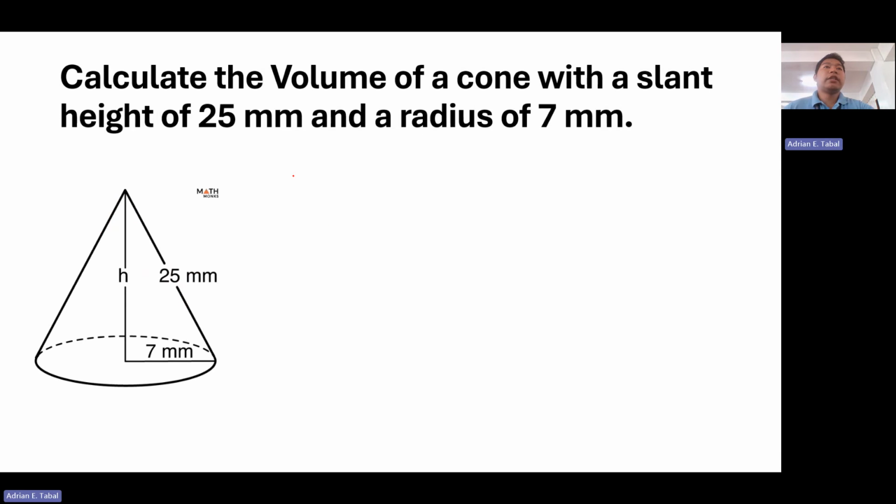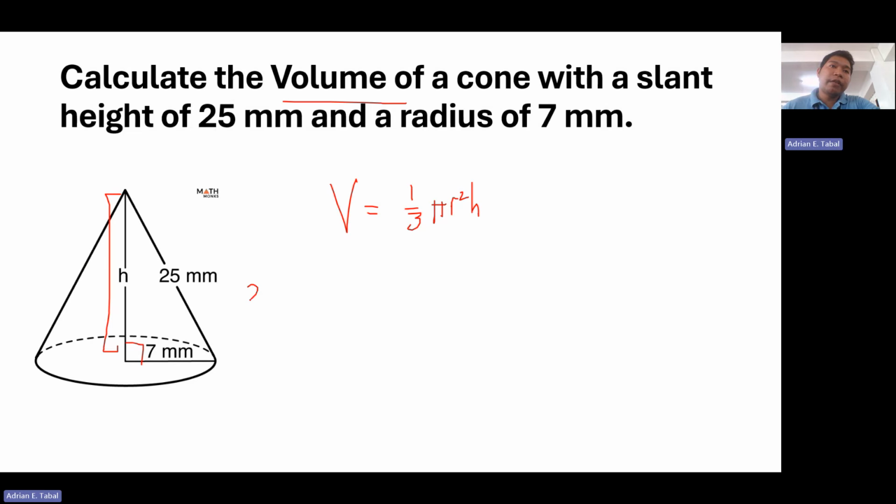Next, we are going to calculate the volume of the cone with a slant height of 25 millimeters and a radius of 7 millimeters. So we're going to have the formula 1/3 pi r squared h. Our problem is we don't have the h. So how to find the h? As you can see, this is a right triangle. We can use the Pythagorean theorem to solve for the h.